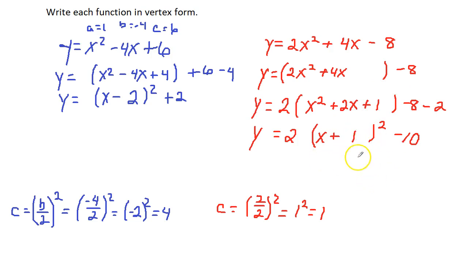And see, our vertex would be negative 1, negative 10. And on the first one, our vertex would be 2, comma 2. So see, if we had to find the vertex, we could do that. We now have vertex form.